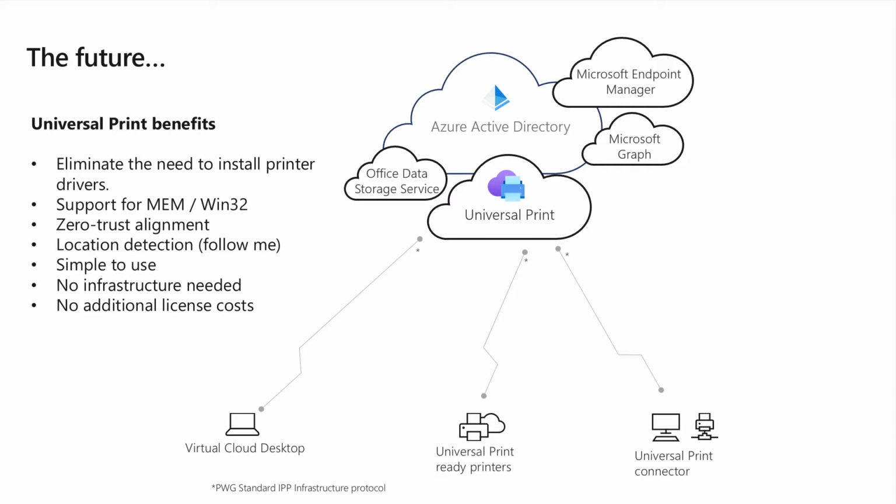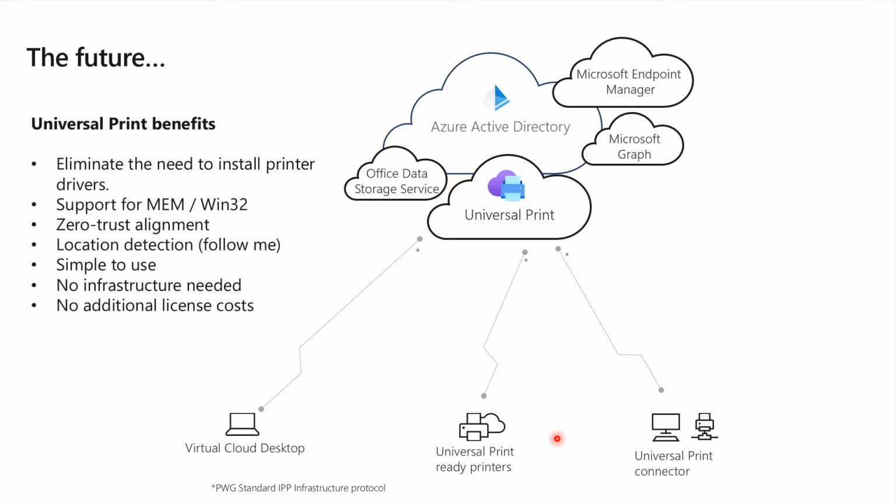So your Universal Print PaaS service includes that traditional print server environment, so you don't have to manage and maintain your operating systems whatsoever. You only have to connect your printers to that Universal Print service. And you can do that with a Universal Print Ready printer, which you can see here.